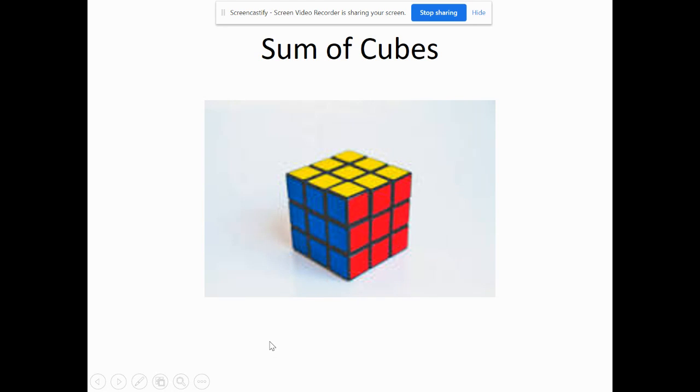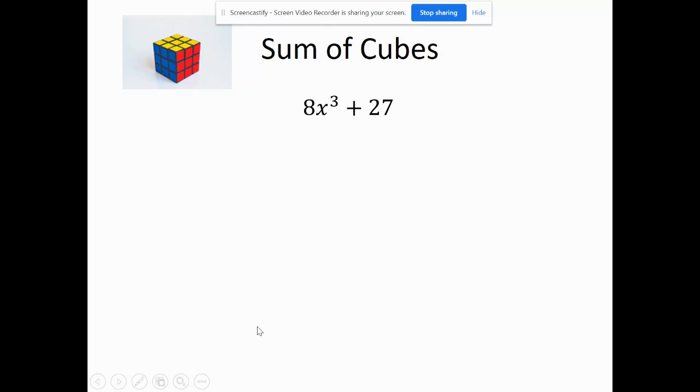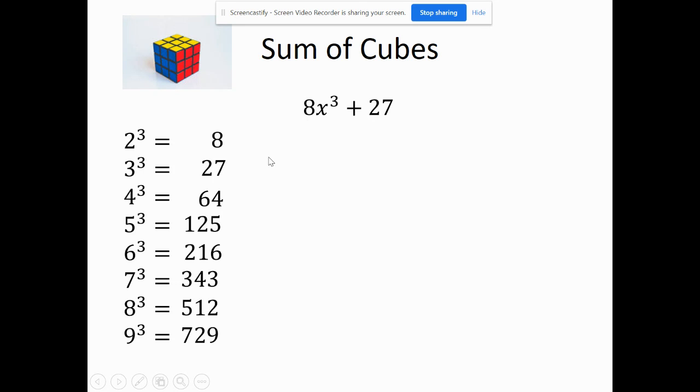And we're not talking about Rubik's cubes here, but the sum of cubes, because they're going to tell us 8x cubed plus 27, factor it. And the reason I use the word cubes is because I recognize these as cubes. Like the cube root of 8 is 2, and the cube root of 27 is 3. But notice this has an x cubed, so it's not just a 2, it's a 2x and a 3. And because this is a plus, I know this 3 is positive. So I already know one of my factors is 2x plus 3.